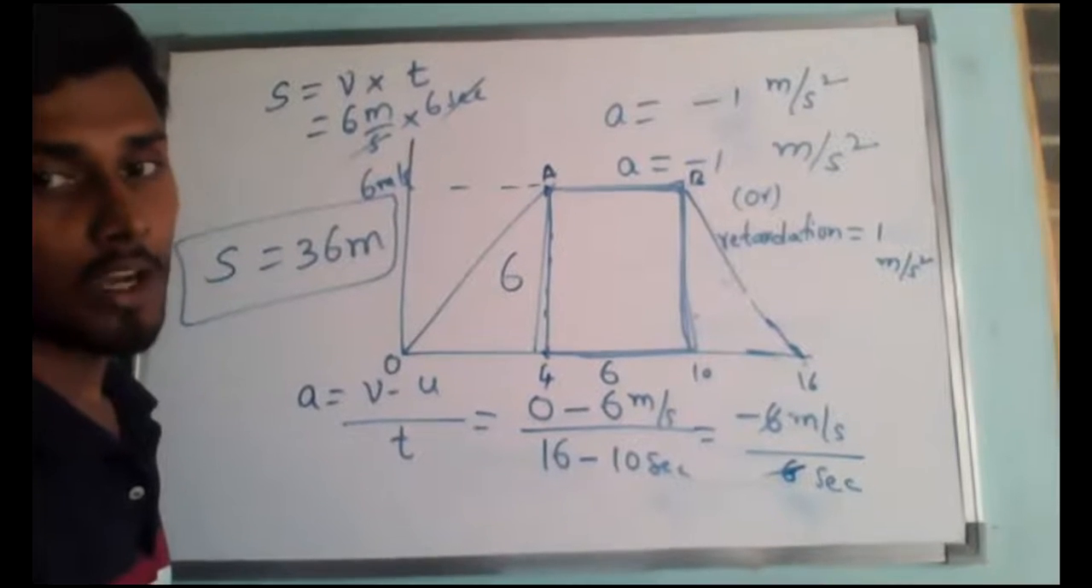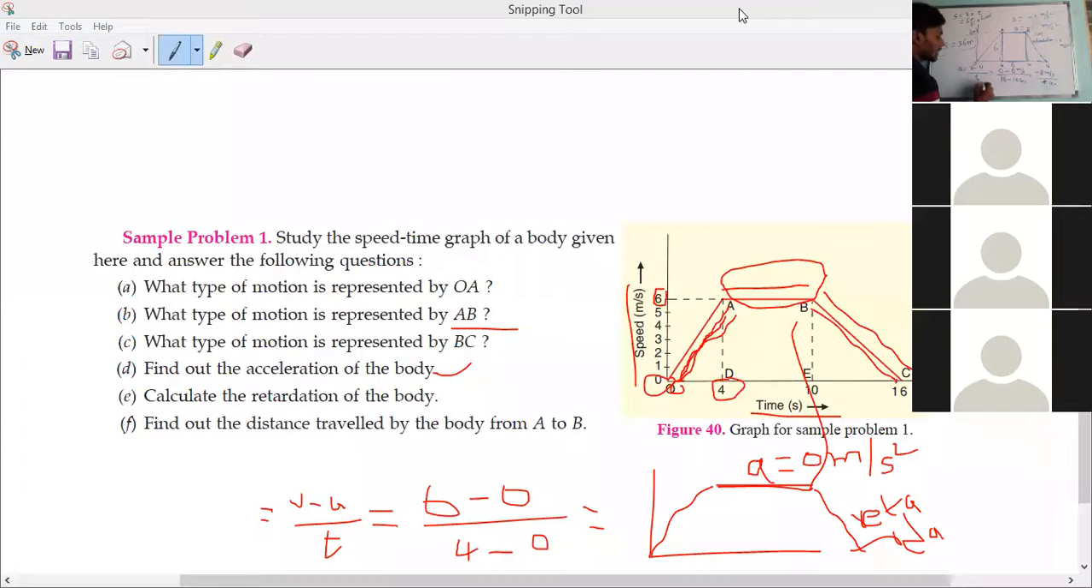So they have not given the question, but let it be. After E what will come? A, B, C, D, E, F, G. G question you take it. Find the total distance traveled by a body from O to A to B, as well as B to C.